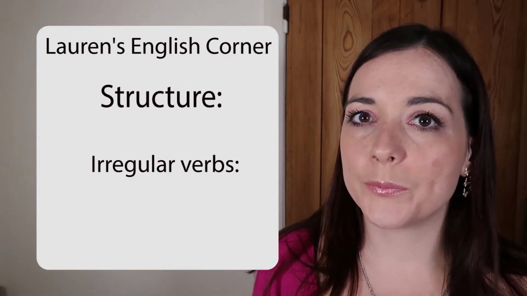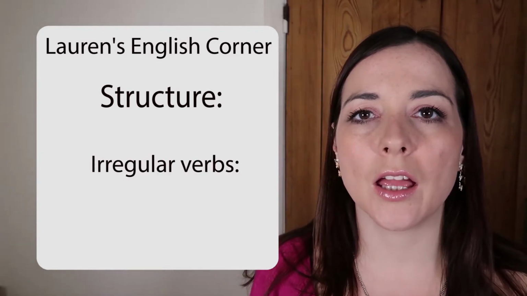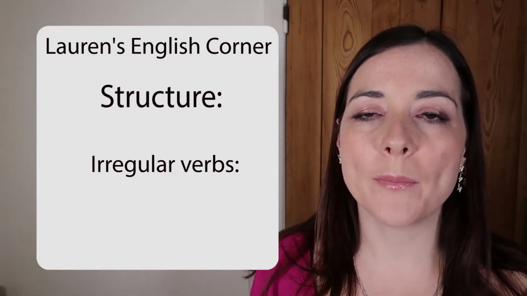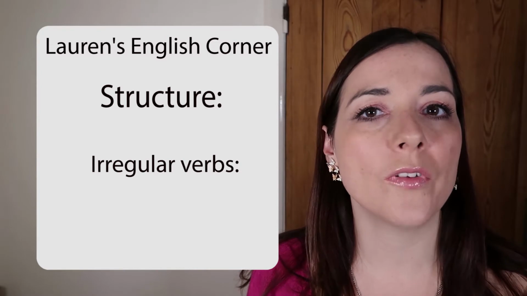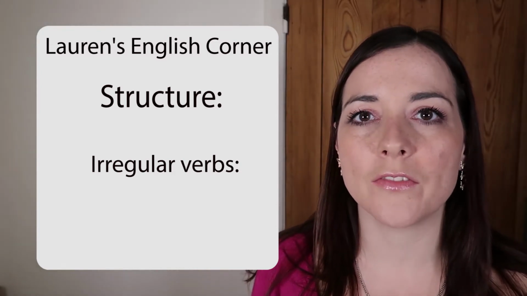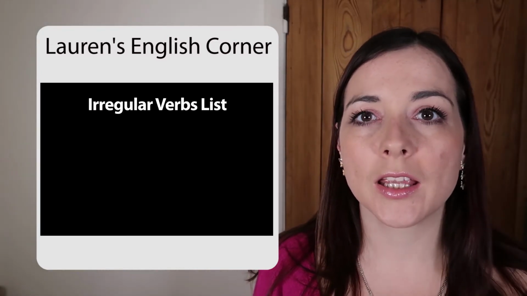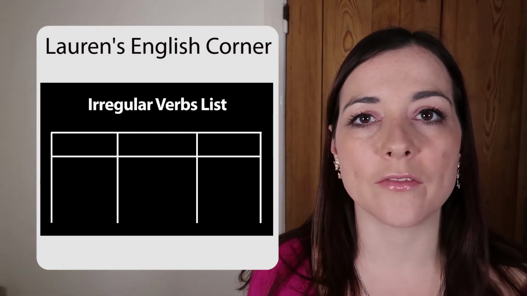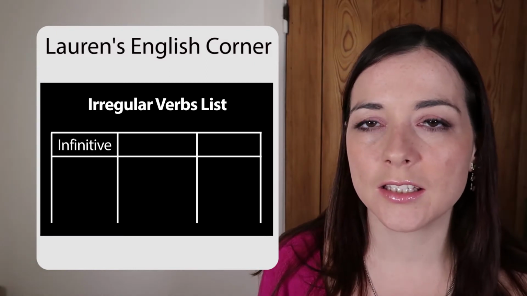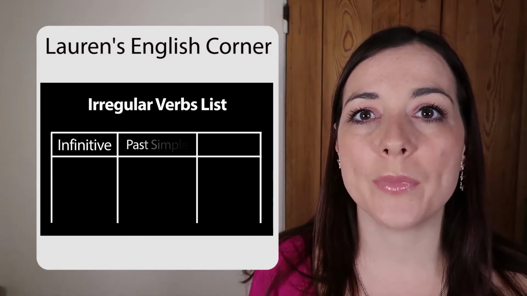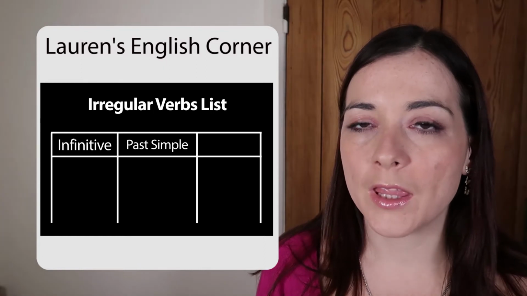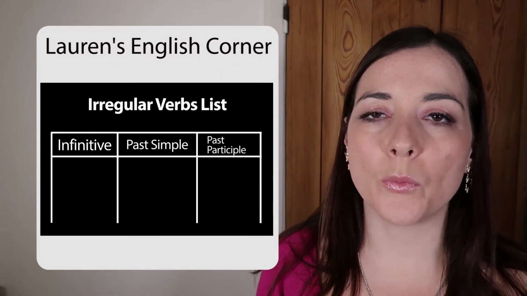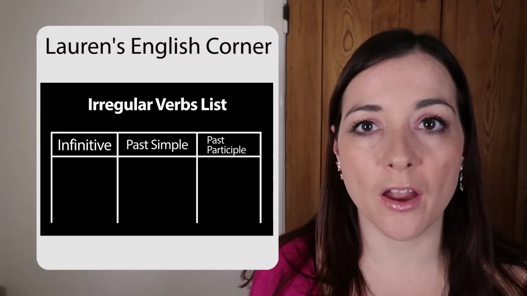For irregular verbs, you need to use the third column to find the past participle. What I mean by the third column is that you will find a list of irregular verbs in most grammar books, and they will be set up in 3 columns. The first column being the verb in the infinitive, unchanged. The second column being the verb in the past simple form. And the third column would be the past participle. And this is what we need to use when we're using the present perfect.